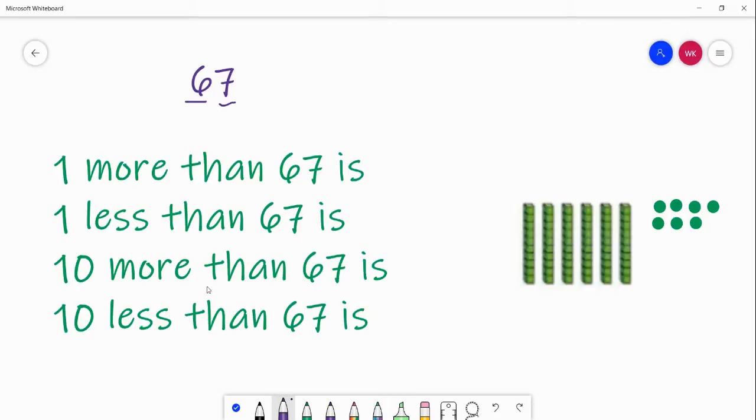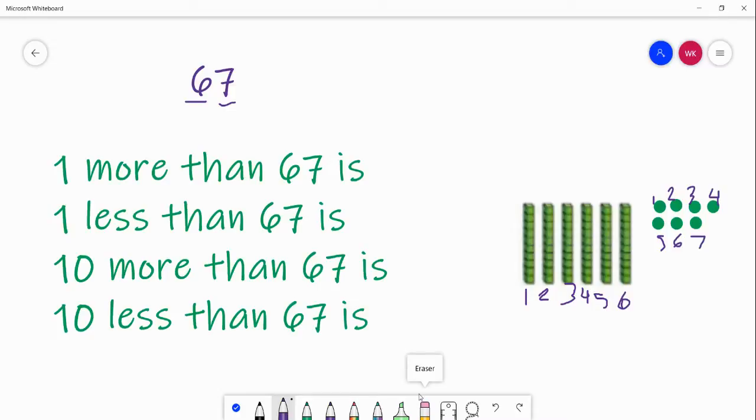So let's figure out what 1 more than 67 is. So we already have, let's count, we have 1, 2, 3, 4, 5, 6 tens, which is in 67. And we have 1, 2, 3, 4, 5, 6, 7. Let me fix that.